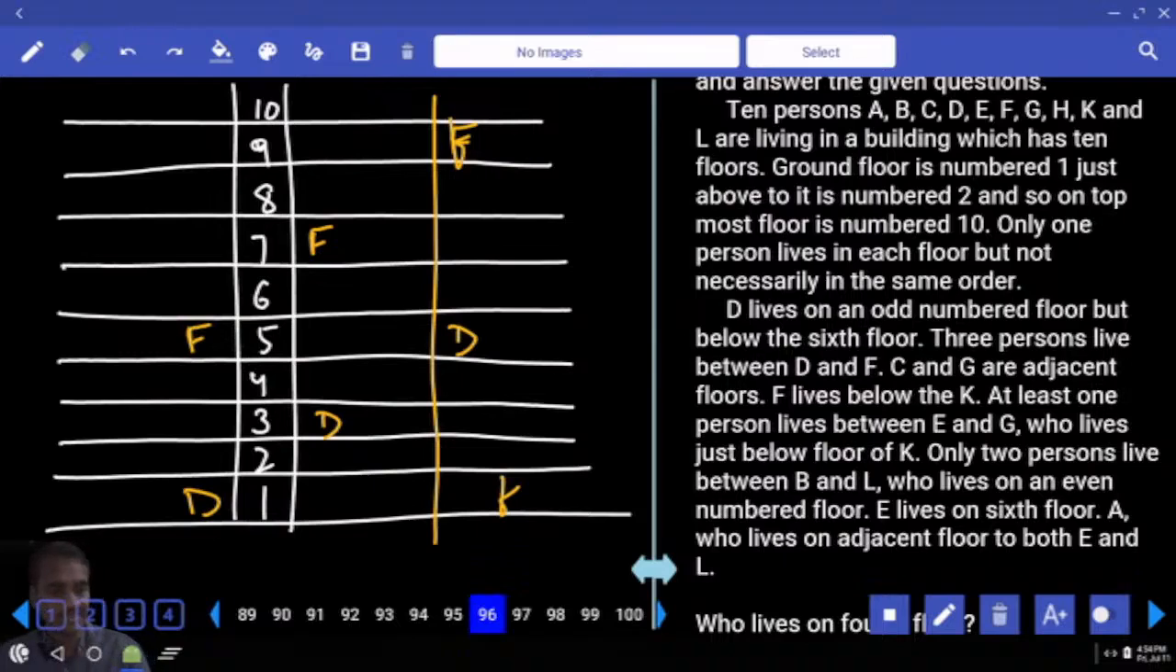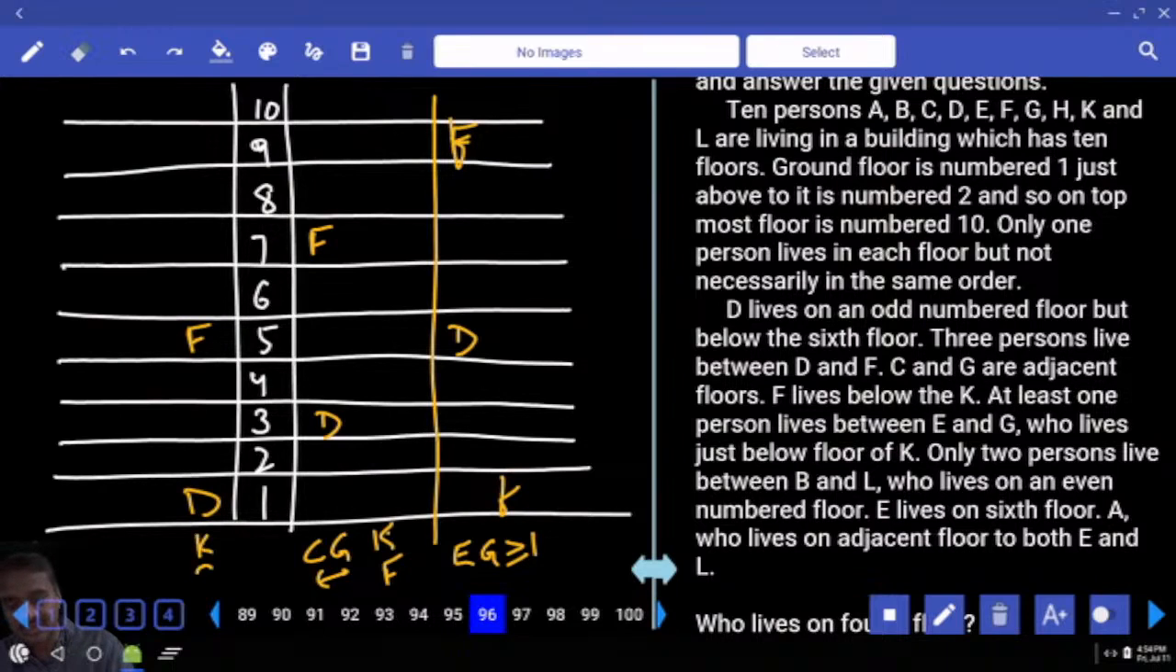Then, C and G are on adjacent floors. Now, C and G are adjacent to each other. F lives below the floor of K. F is below K. Then at least 1 person lives between E and G. Now, in between E and G, how many persons? Minimum 1, greater than or equal to 1. G lives just below the floor of K. Now G is just below the floor of K.